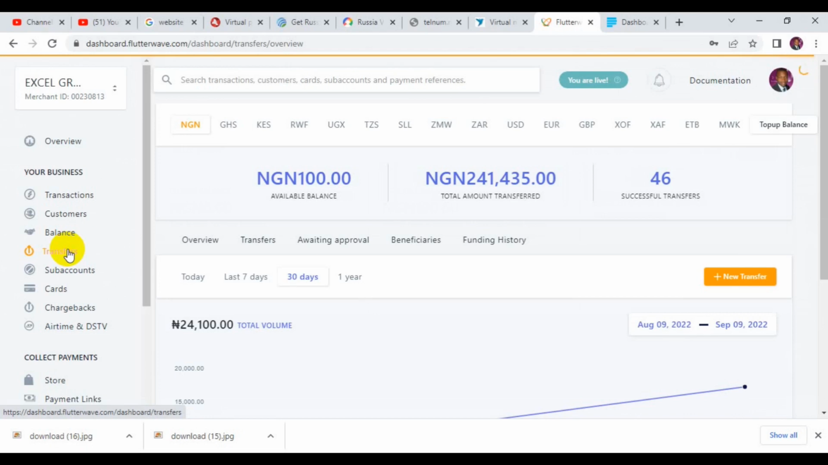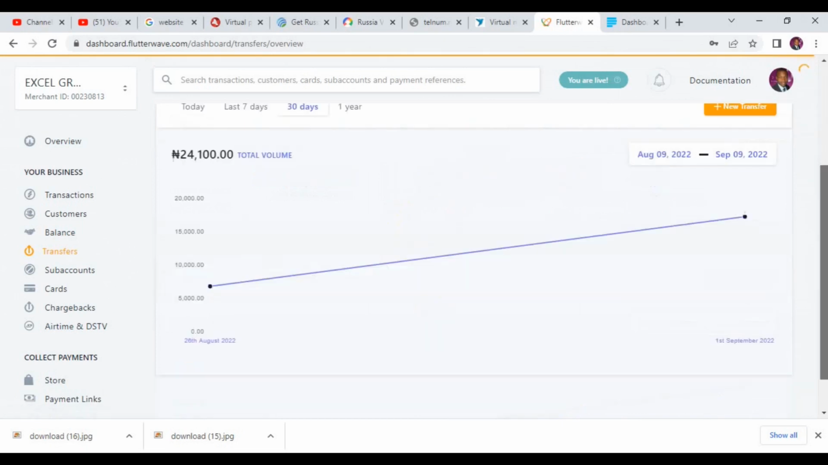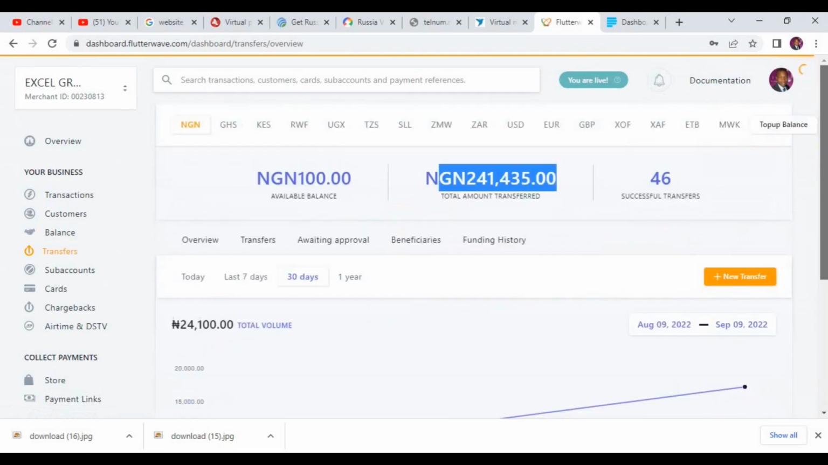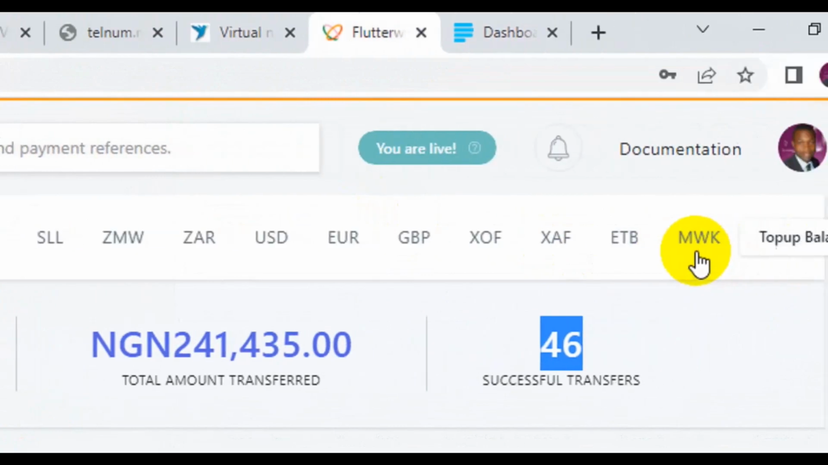But when it comes to receiving payments from countries like Zambia and Uganda, all those that have to do with mobile money transfer, I prefer to make use of FlutterWave. Right here you can see my previous transfers to my Naira account, 46 transfers successful. So these are the different currencies that you can receive through FlutterWave.